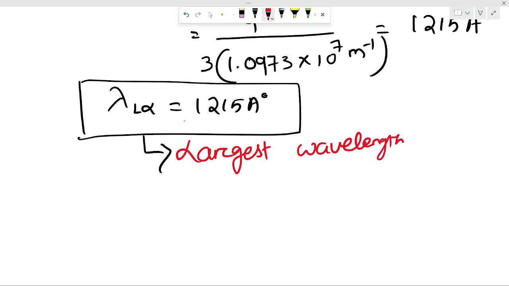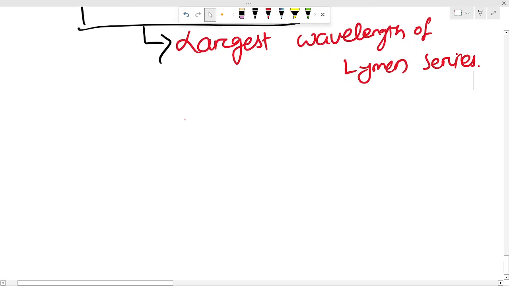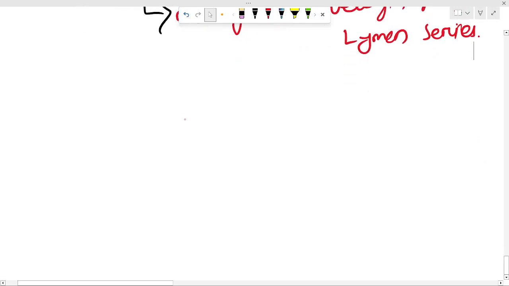Generally a question comes: what is the largest wavelength of the Lyman series? For the largest wavelength of the Lyman series, what will be the n initial? You have to write n initial will be 2, that is, transition takes place from the second orbit to the first orbit. Similarly you can calculate the wavelength of the second line, the third line. I'm not taking it. You can also calculate the shortest wavelength.